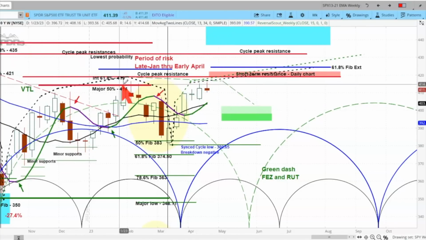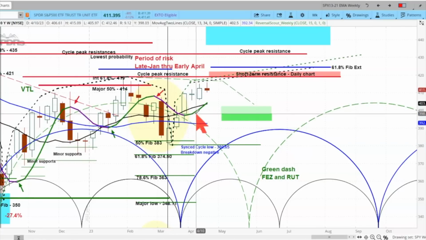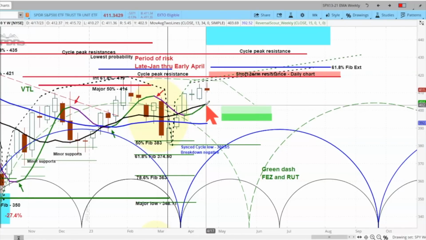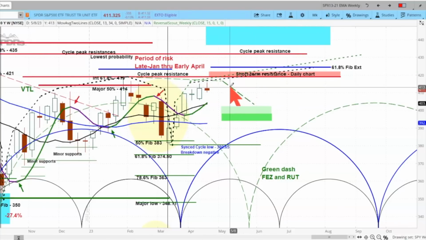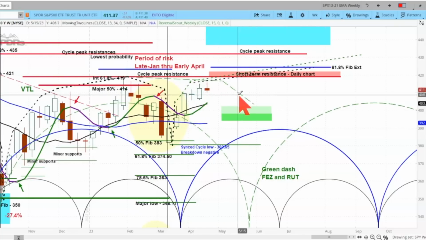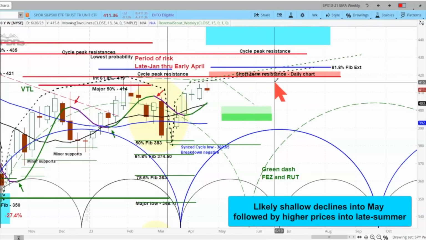Because of this positive formation right over here, and because the momentum is turning up with the reversal scout turned up significantly, it says that declines during this period are likely to be shallow. And even if it does get down to the support levels right over here as shown, it is likely to move up again.